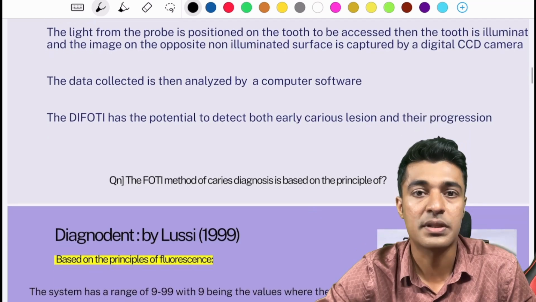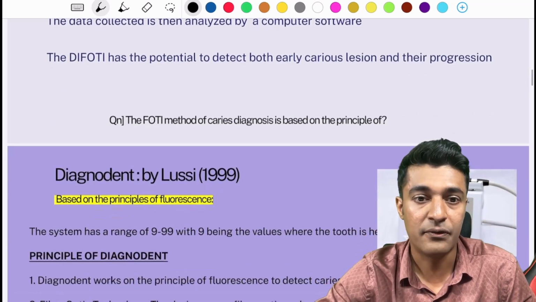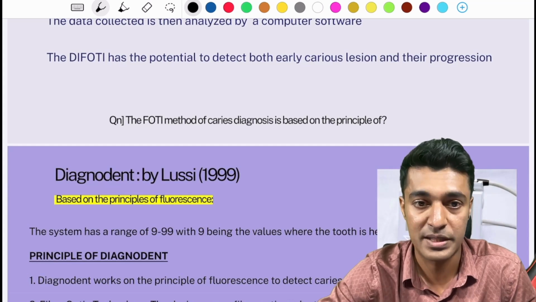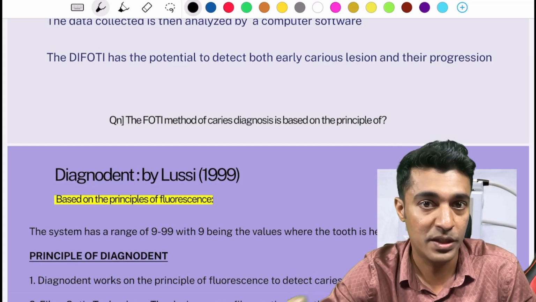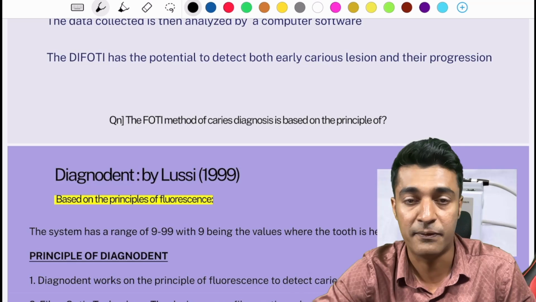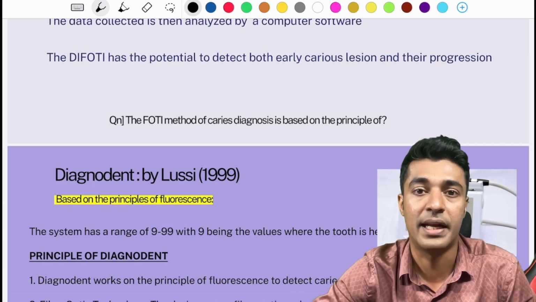So the question that was asked from this part was: the FOTI method, that is fiber optic transillumination method of caries diagnosis, is based on the principle of what? I've already told you it's based on the principle of difference in the index of light transmission.